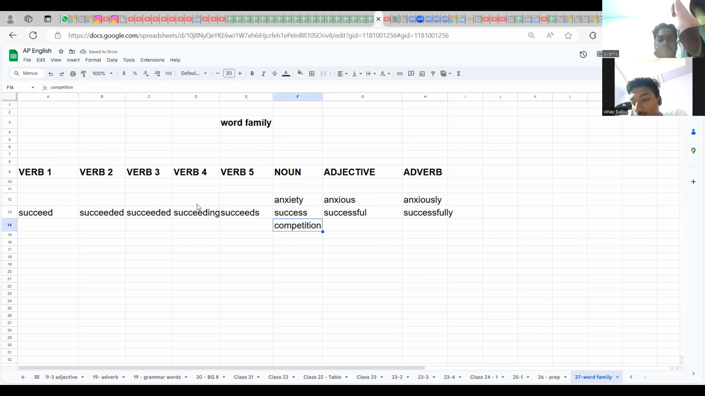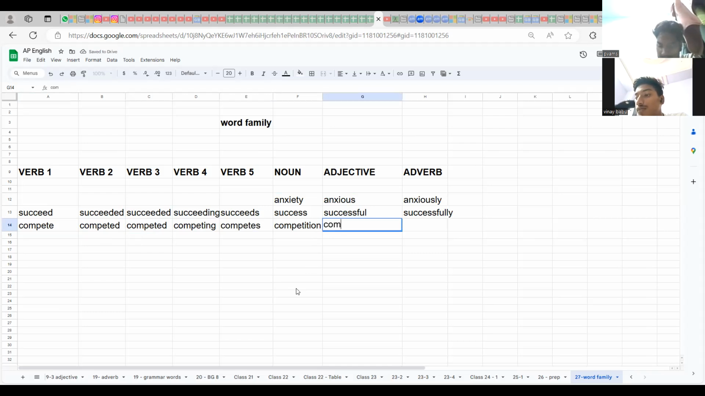Competition, look at that. Competition, when it comes here as a verb, it becomes compete. Competition is a noun. Remember, competition is a noun. Compete is a verb. Competed. Competing. Competes. Now, competitive. This is competitive. Write it down. Now we can expand it for any kind of word.